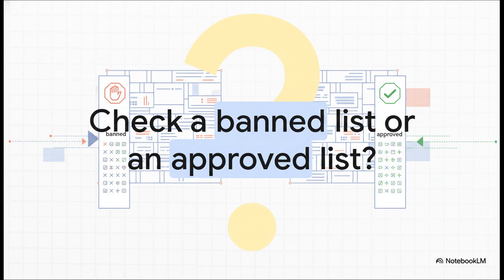So, to really get a handle on how firewalls work, let's start with a really simple question. Imagine you're a guard at a gate. Someone walks up. What do you do? Do you check a list of people who are banned, or do you check a list of people who are approved? Your answer to that question, well, it changes everything.